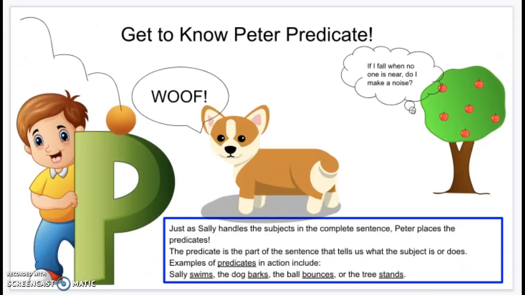Now let's get to know Peter Predicate. Just as Sally handles the subjects in the complete sentence, Peter places the predicates. The predicate is the part of the sentence that tells us what the subject is or does. Examples of predicates in action include Sally swims, the dog barks, the ball bounces, or the tree stands.